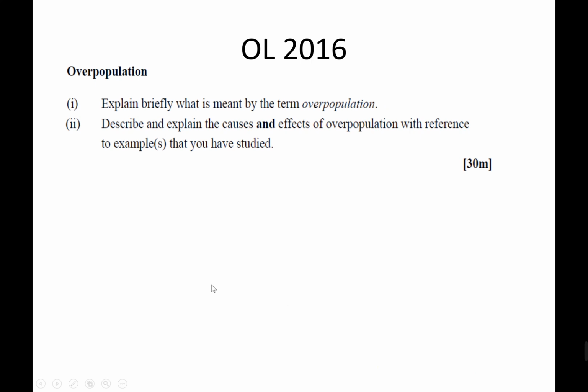Right, Ordinary Level 2016. First of all, you must use the numbering system in your answer. So, number one, you've got to give 2 SRPs on overpopulation. For any of these questions, for every single level, you need to be able to define population. Secondly, describe and explain the causes and effects. Really importantly, causes plural, effects plural of overpopulation with reference to example or examples that you've studied.